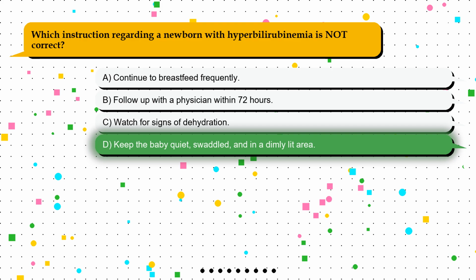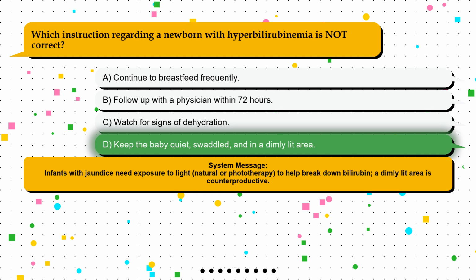The correct answer is option D. Keep the baby quiet, swaddled, and in a dimly lit area. Infants with jaundice need exposure to light, natural or phototherapy, to help break down bilirubin. A dimly lit area is counterproductive.